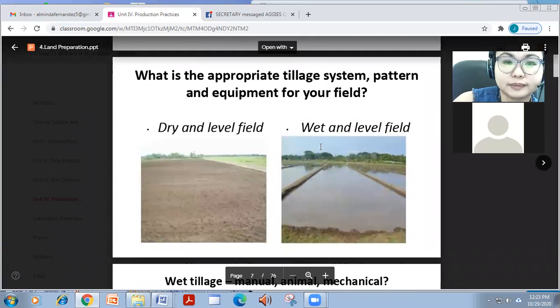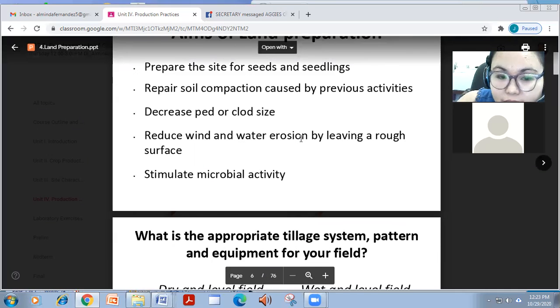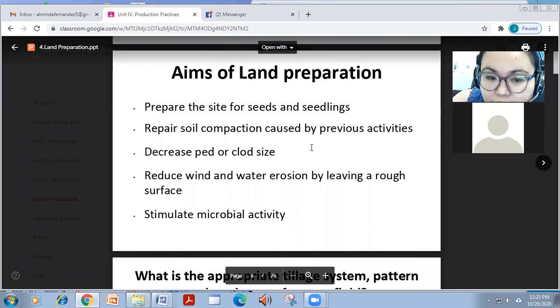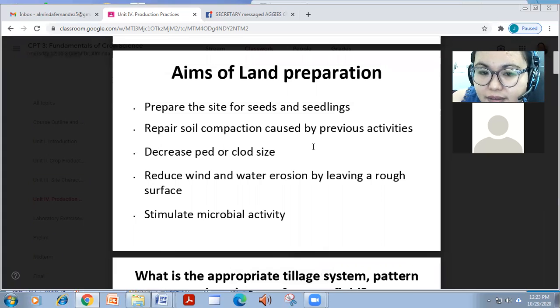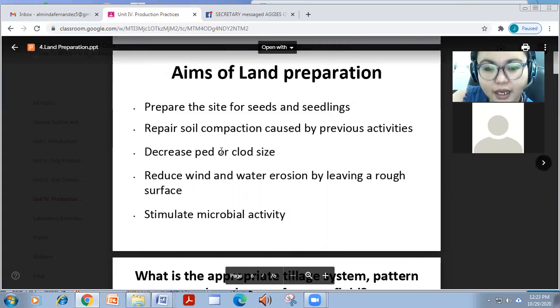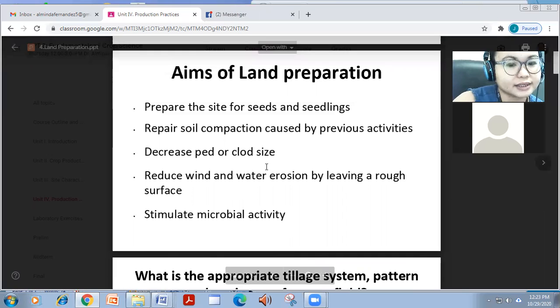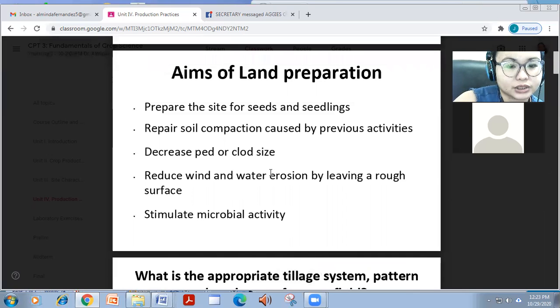Ma'am, what was that question about the ped? What was that? Ma'am, the decrease ped or clod size, what is that, ma'am? Um, it's the structure of the soil.